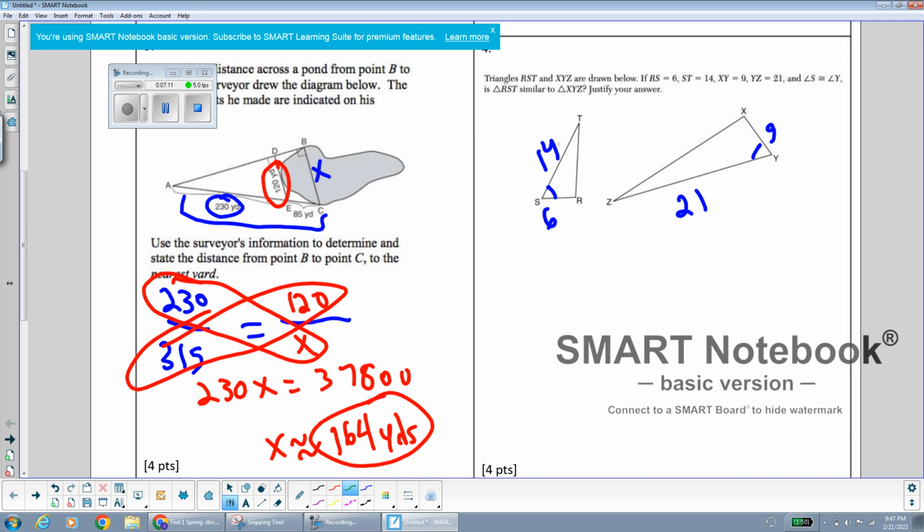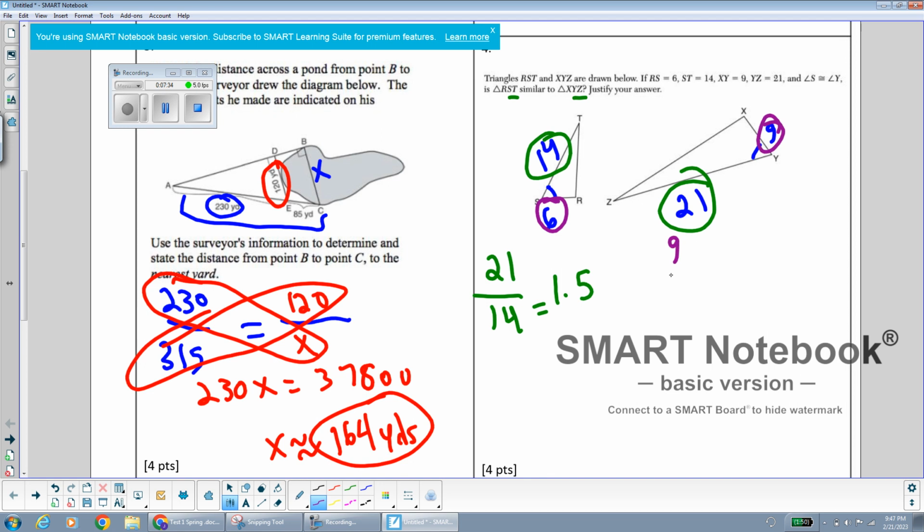So 14 from small triangle, that's TS. Second and third letters corresponds to second and third letters here, YZ. 21 over 14. Let's get that scale factor. Divide those corresponding sides. And let me divide the other two corresponding sides.